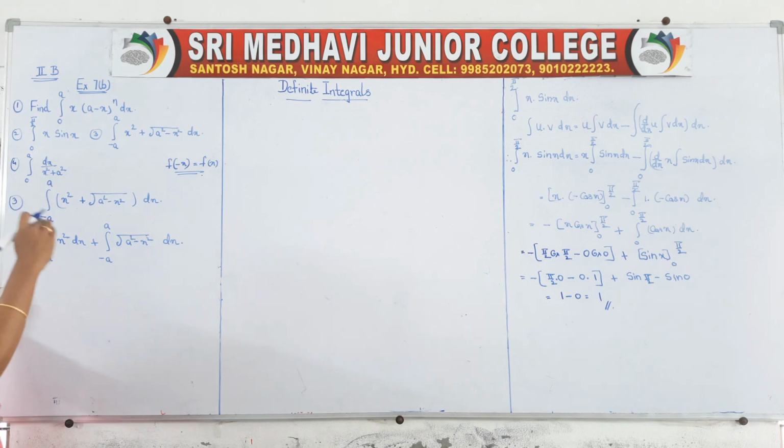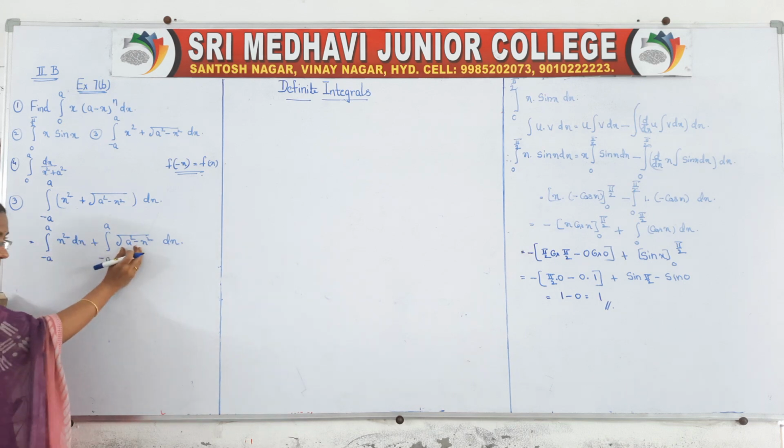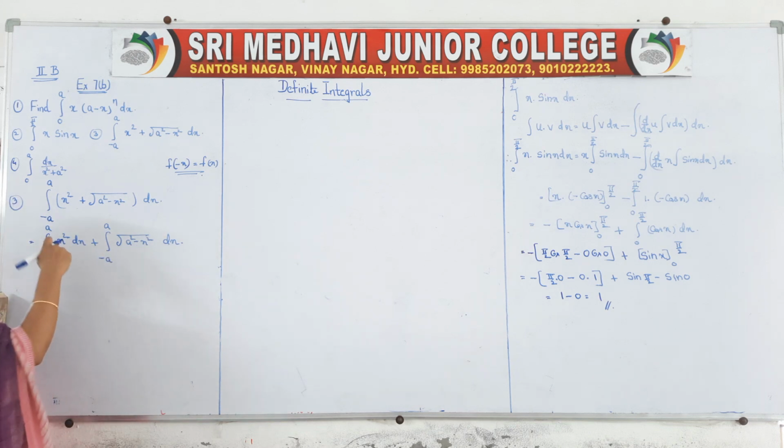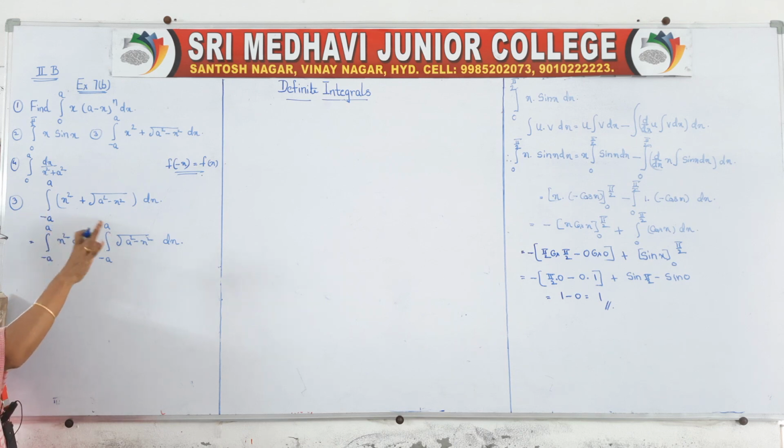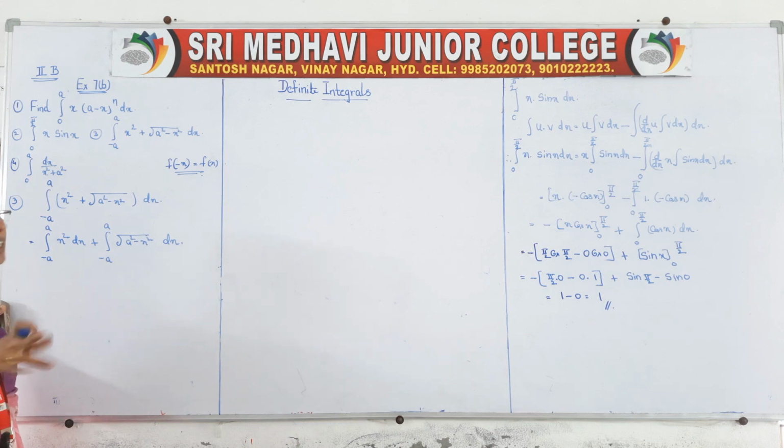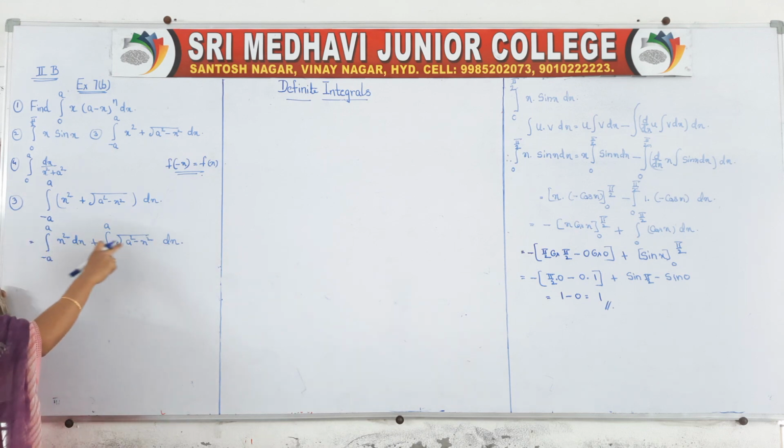If f of minus x is equal to f of x, then that function is called an even function. That means in the given problem, wherever x is there, if we substitute minus x and it remains as it is, with no change in that function, then that is called an even function. Whenever x is squared, minus x whole square is x square only, minus into minus is plus. That's why here x square is there, here also x square is there. That means these two functions are even functions.